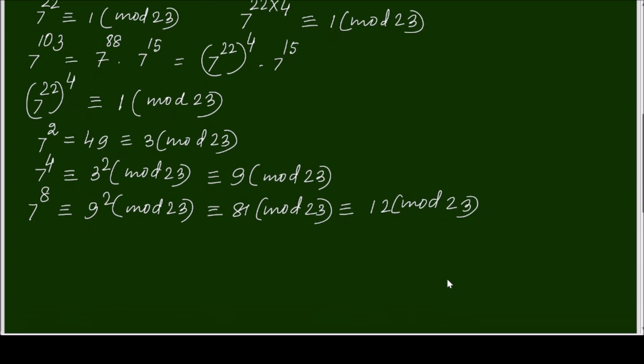That means 7 power 15 can be written as 7 power 8 multiplied by 7 power 4, multiplied by 7 power 2, multiplied by 7. So 7 power 8 leaves the remainder 12. So 12 into 7 to the power 4 leaves the remainder 19, and 7 power 2 leaves the remainder 3, and again 7. So 7 power 15 is congruent to this modulo 23.